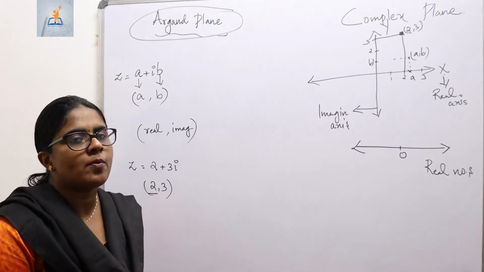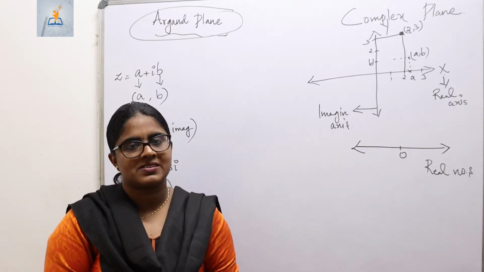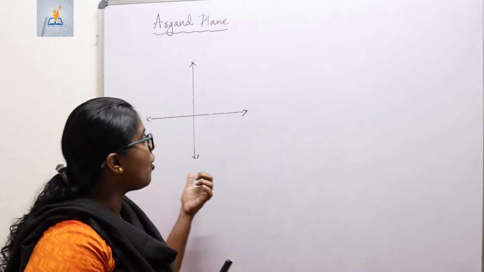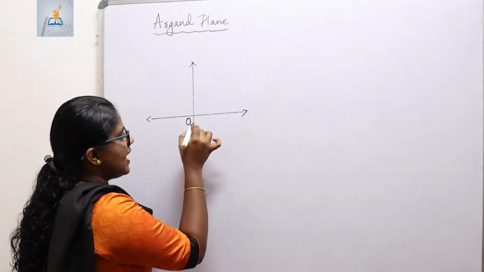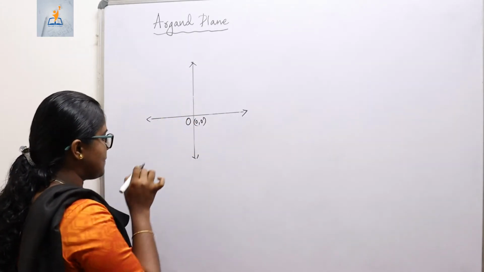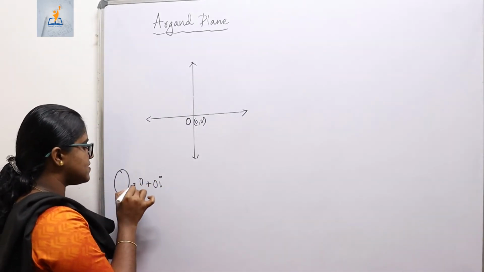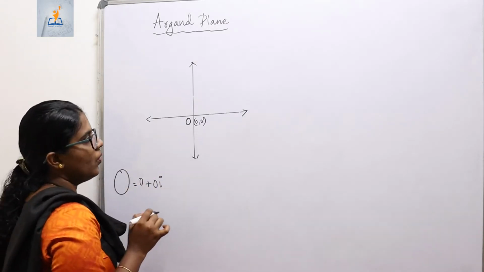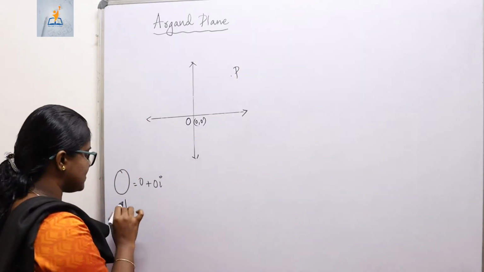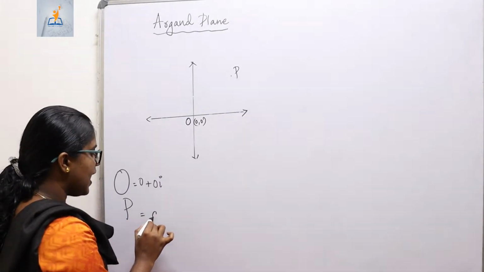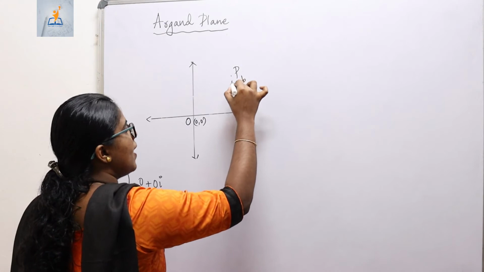So this is the geometrical explanation of complex numbers. So now we have a complex plane or Argand plane here, and let this be the origin, and it is 0, 0, and it represents the complex number 0 plus 0i, and let me call this point O. Now let P be a point which represents the complex number p is equal to a plus ib. So this particular point is a comma b.